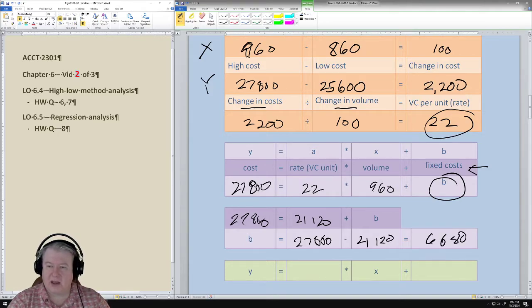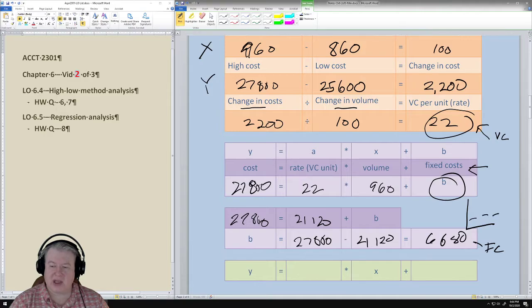So if you remember, this is the $22. That's our variable cost, and this is going to be our fixed cost. If you remember that little graph that we looked at for mixed costs, we had a dashed line here that represented the fixed cost line. Well, that's the 6,680. And then we have a sloping line, and the slope of that line is 22, or in other words, for every unit you go over on x, you go up 22 on y. So we call this the fixed cost, but in line equations, we also call it the intercept.